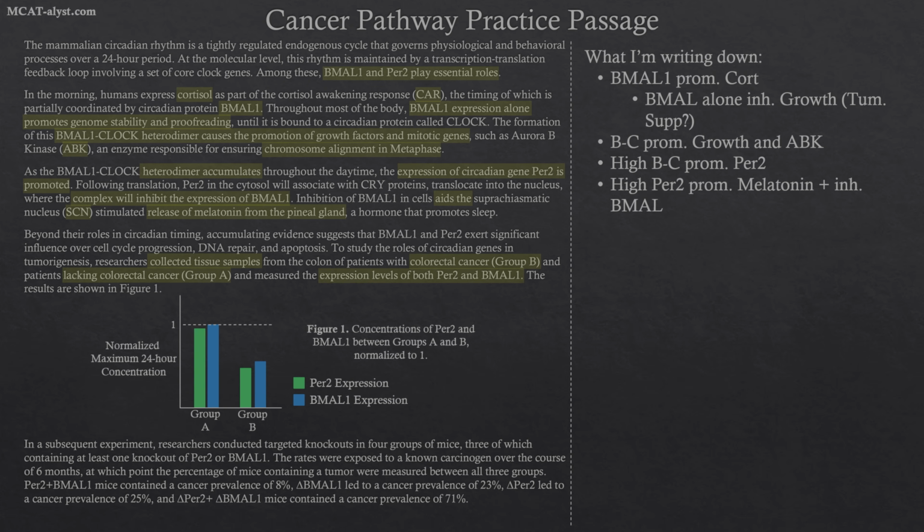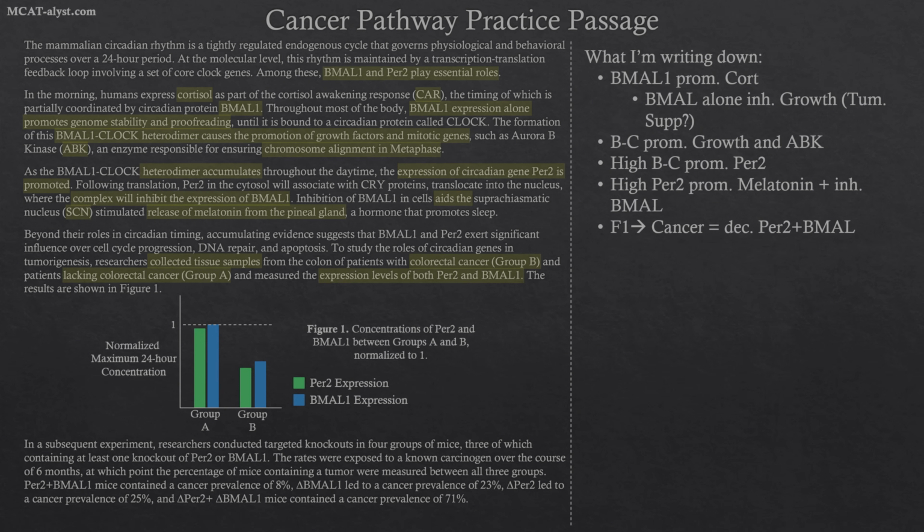So the maximum concentration of PER2 in the control group, which is group A, is right around 1. Same thing for BMAL1. They're both right around 1 for their maximum concentration throughout the course of a day, which makes sense. We would expect them to be normal. They're the control group. But notice in group B, both of them have less expression. So that's what figure 1 is telling me, is that if you have cancer, which we know that the people in group B do, that having cancer is correlated with a decrease in PER2 and BMAL.